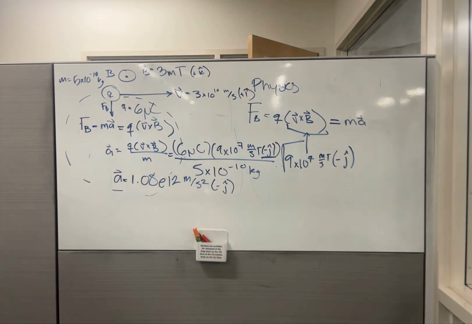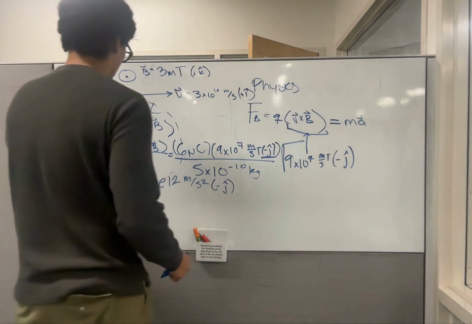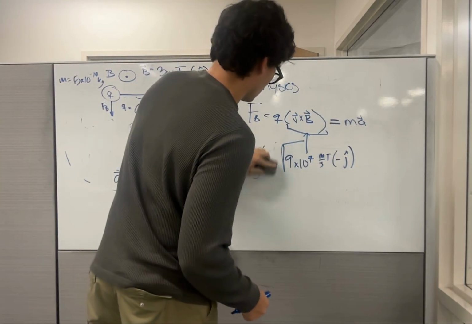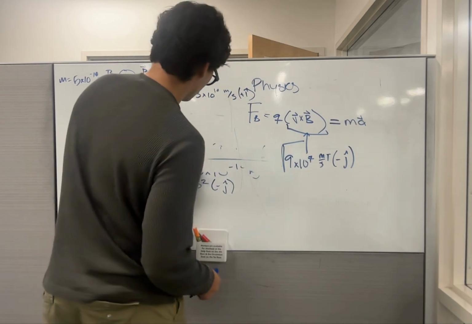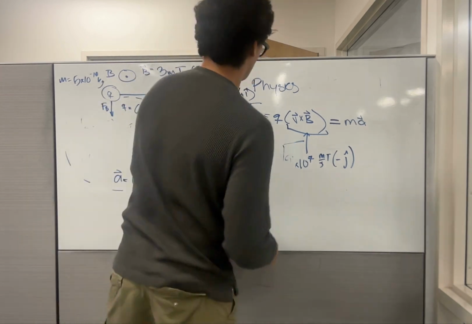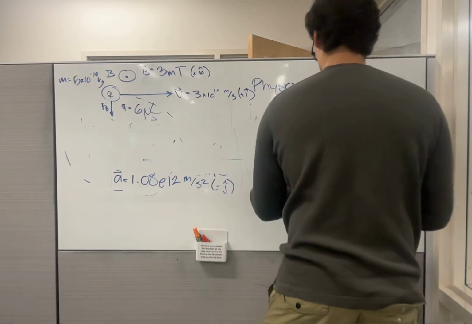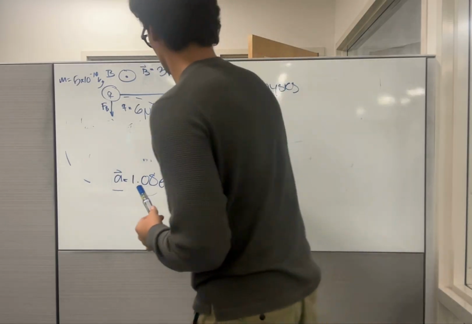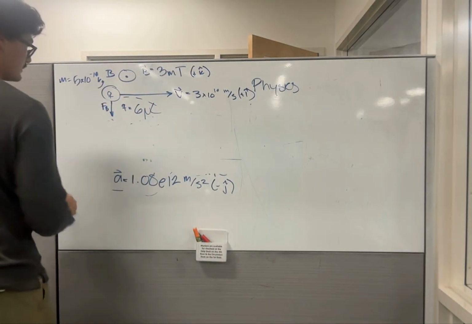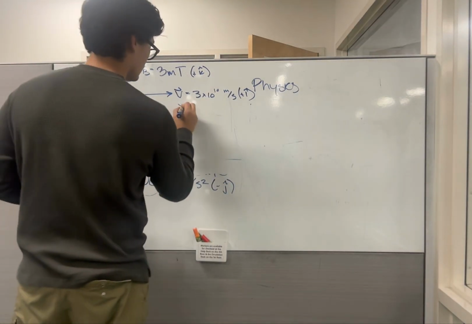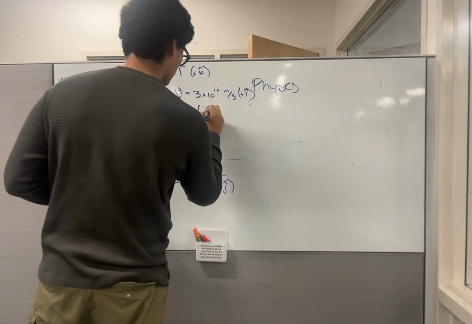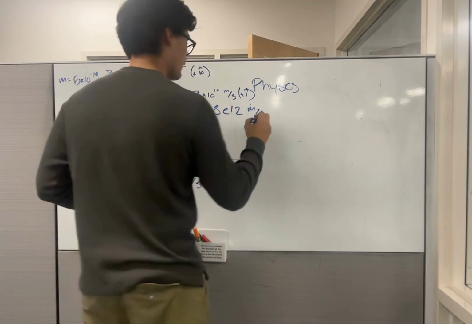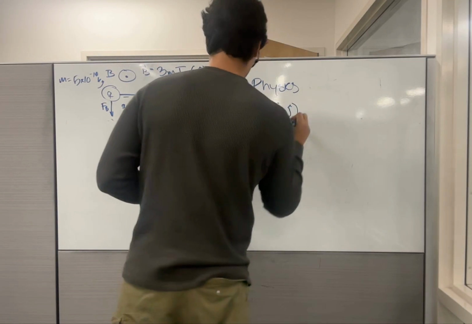So I'm going to try to show that by using the equation. I'm just going to erase this right here. We don't need this anymore. This board is kind of bad. You put a lot of elbow grease on it. Anyways, so I'm going to rewrite the acceleration here. It is equal to 1.08 e to the 12th meters per second squared in the negative j hat direction.